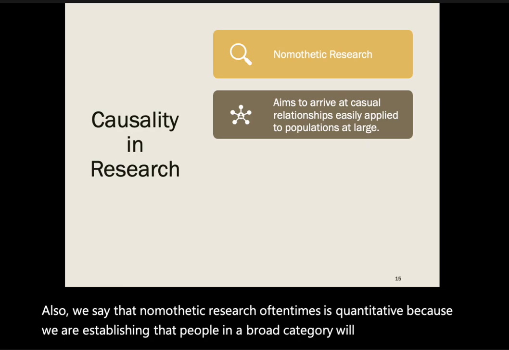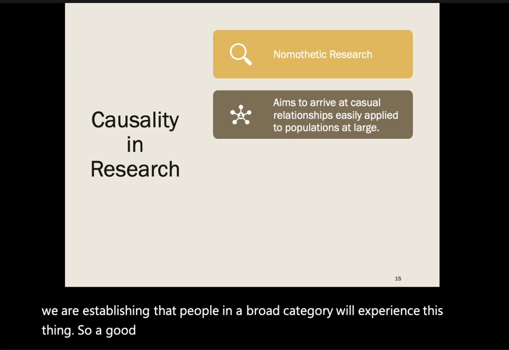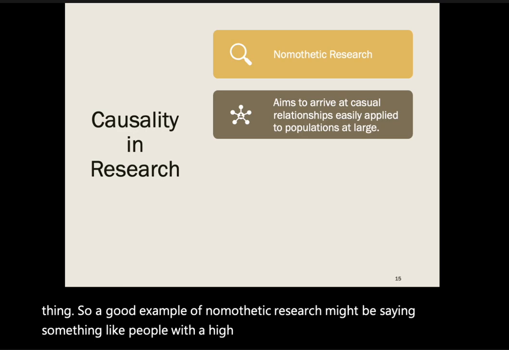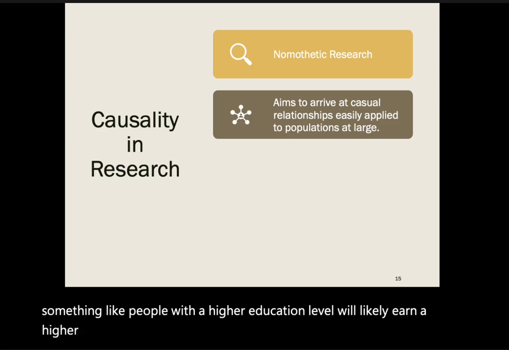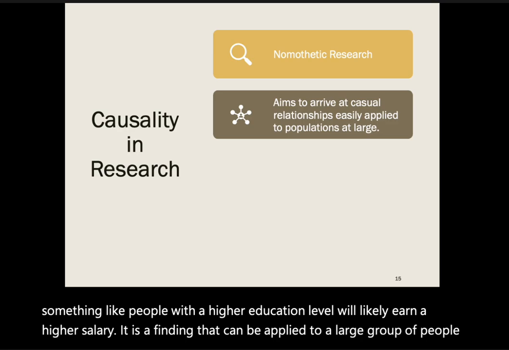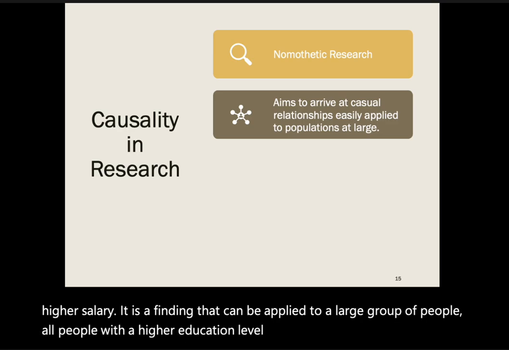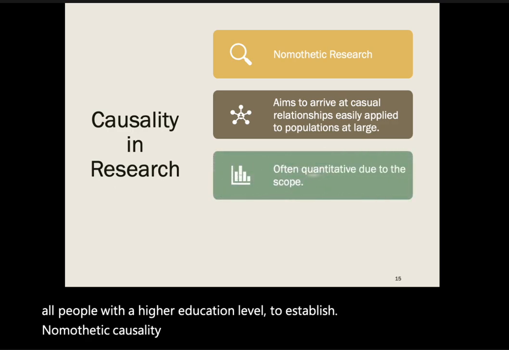experience this thing. So, a good example of nomothetic research might be saying something like people with a higher education level will likely earn a higher salary. It is a finding that can be applied to a large group of people, all people with a higher education level. To establish nomothetic causality, a research study often needs to establish three criteria.